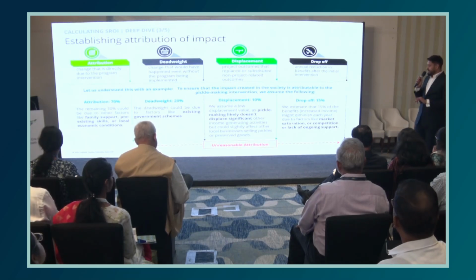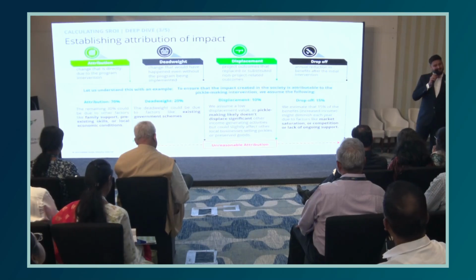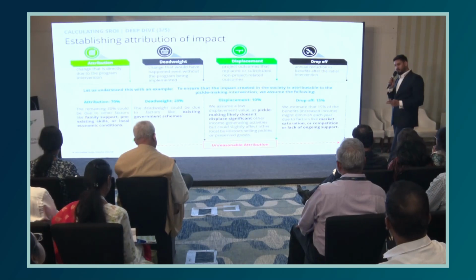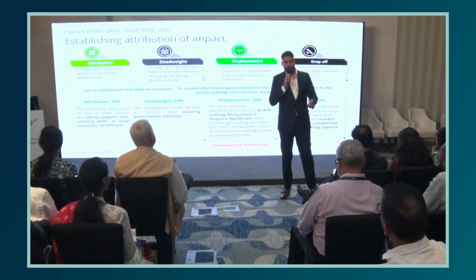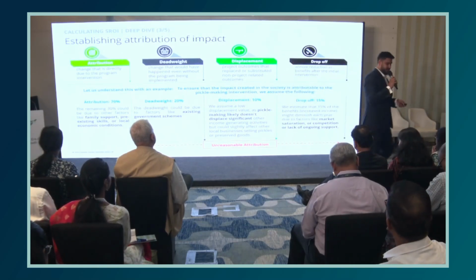And here we are assuming that there is only a 10% displacement because it's a small population. Predominantly, they did not have much opportunity to do any sort of activity to earn revenue.